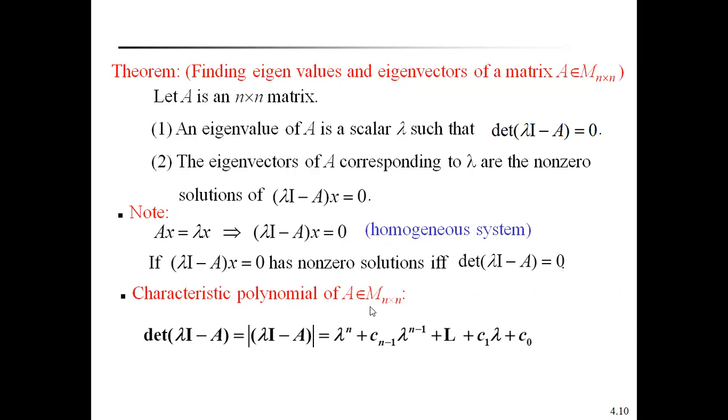The characteristic polynomial of A, which belongs to M by N, is always for square matrices. Det of (lambda I minus A), that is the modulus of (lambda I minus A), takes the form lambda to the power of n plus C(n minus 1) lambda to the power of n minus 1 plus ... plus C1 lambda plus C0. This polynomial in lambda is called the characteristic polynomial. The equation det of (lambda I minus A) equal to 0 is called the characteristic equation of A.